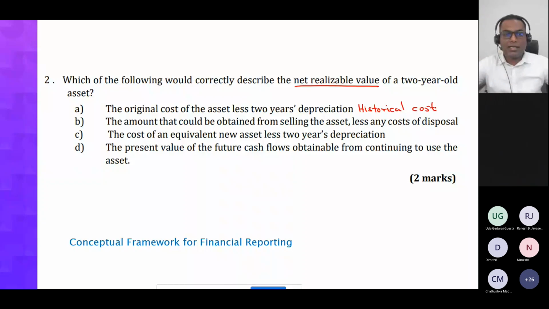Right? So then B, amount that could be obtained from selling the asset less cost of disposal. Actually, this is the net realizable value. Okay, NRV. So estimated selling price minus the cost to dispose. So this should be the correct answer. But let's look at the other two as well.